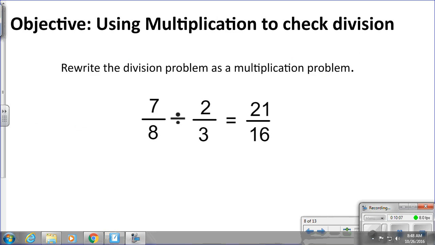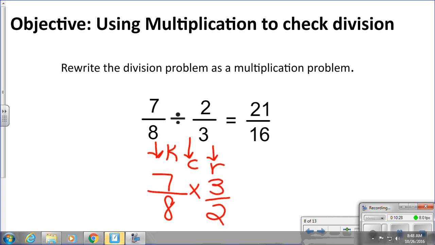Okay, this question, rewriting a division problem as a multiplication problem, you automatically will do that once you apply your keep, change, reciprocate, because how you solve division of fraction problems is by multiplying by the reciprocal. And the reciprocal becomes 3 over 2, and that's how you get 21 over 16.